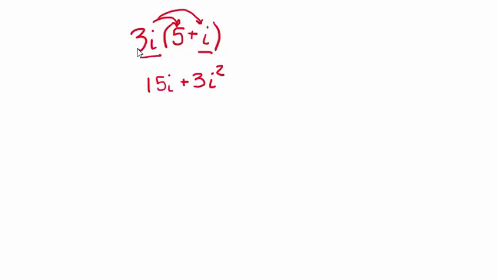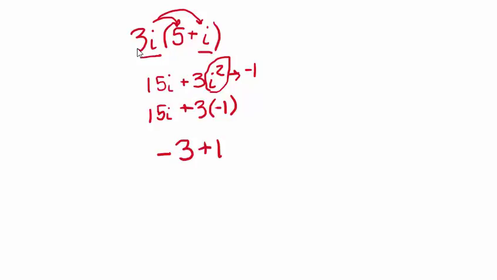Now, if you leave it here, you're not finished. So this is not complete. Because remember, and I said this in the last video, what is i squared? i squared is the same thing as -1. So really, this is just 3 times -1. And again, that's 15i. Well, what's 3 times -1? Well, it's -3. And we usually, well, I don't think it matters, but we put -3 and then plus 15i.